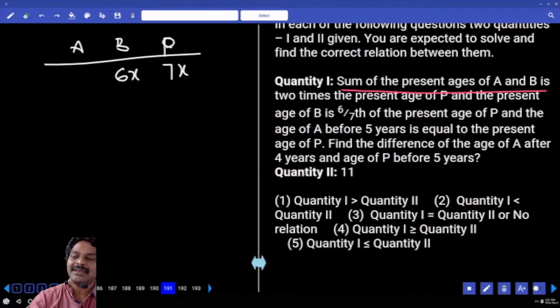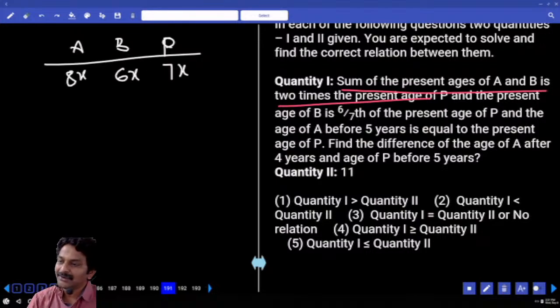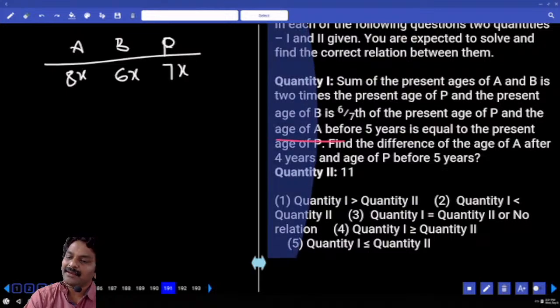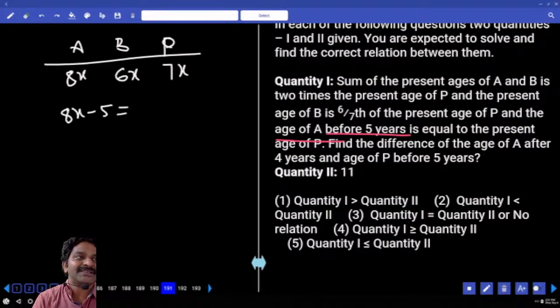Sum of A and B is 2 times the percentage of P, right? What is the percentage of P? 2 times, so out of 14x, 6x is already there. Then A is equal to 8x. Continue. And the age of A before 5 years, how much is that? 8x minus 5 is equal to the percentage of P, that is equal to 7x. From this, x is equal to 5.